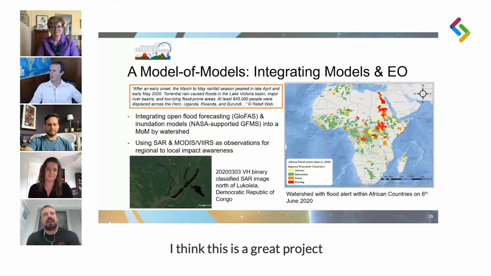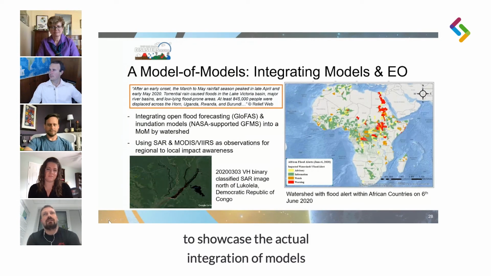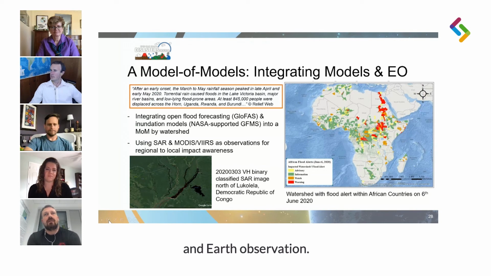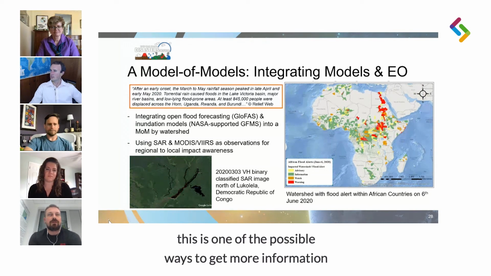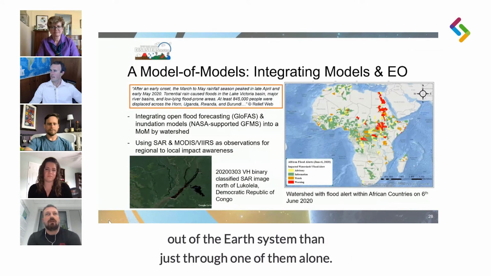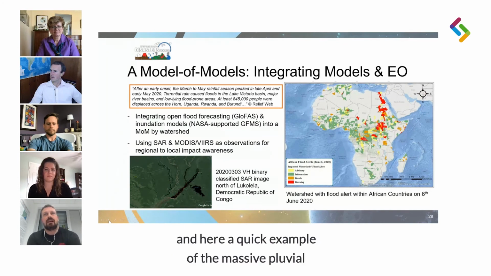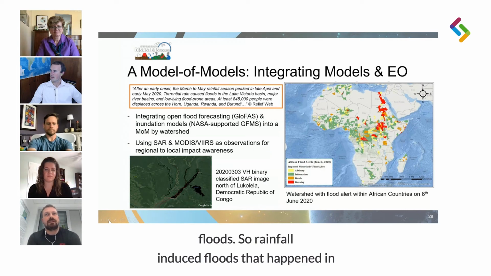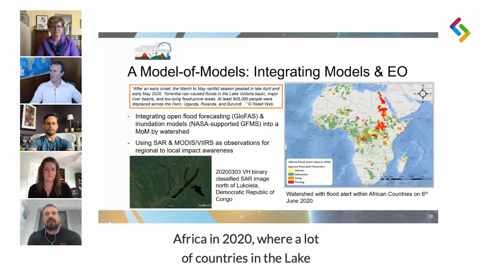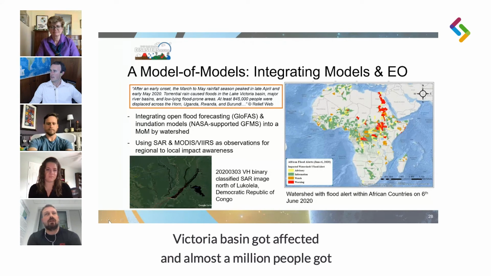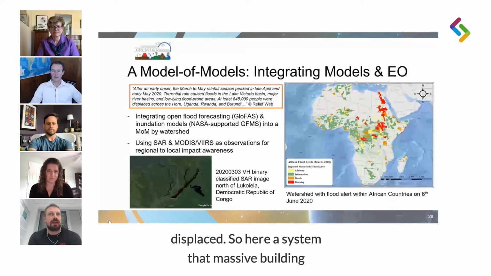So here, a quick other example. I think this is a great project to showcase the actual integration of models and Earth observation. As Dave also mentioned before, this is one of the possible ways to get more information out of the Earth system than just through one of them alone, so either models or data. This is actually joining both sets. And here, a quick example of the massive pluvial floods, so rainfall-induced floods that happened in Africa in 2020, where a lot of countries in the Lake Victoria Basin got affected, and almost 1 million people got displaced.